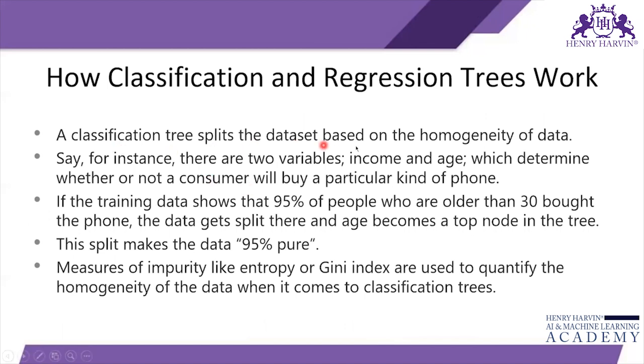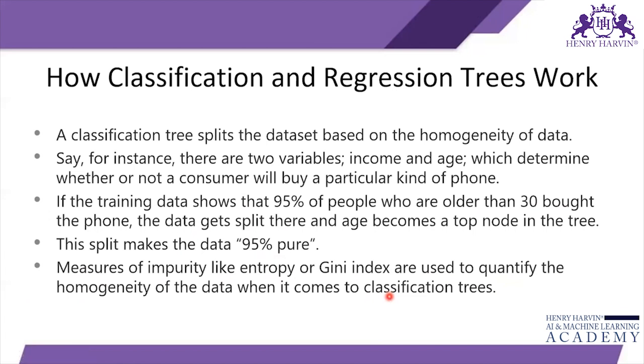A classification tree splits the data based on homogeneity of data. Say, for instance, there are two variables, income and age, which determine whether or not a consumer will buy a particular kind of phone. If the training data shows that 95% of people who are older than 30 bought the phone, then the data is split and age becomes the top node in the tree. This split makes the data 95% pure. Measures of impurity like entropy or Gini index are used to quantify the homogeneity of the data when it comes to classification trees.